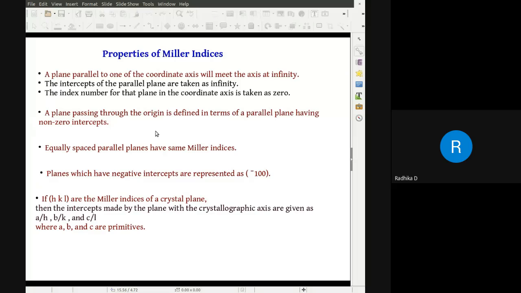Now, next, what are the different properties? Obviously, there will be a question: why do you need to understand about a plane? Why do you need to understand this? I will come to that application maybe by next class.